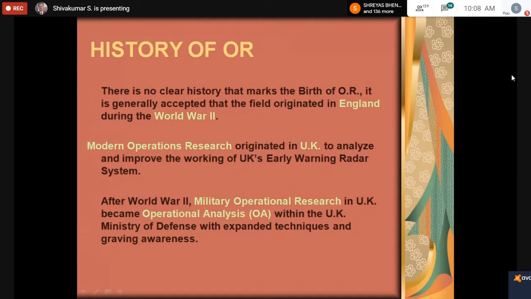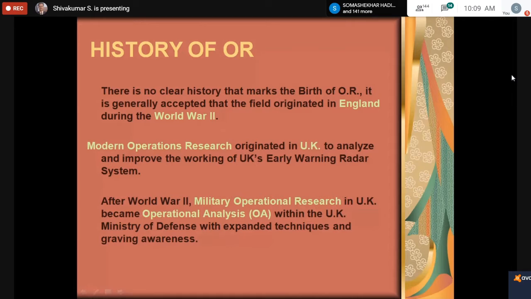History of OR. I told a little bit about it in the last class. The origin of OR started during the Second World War. There is no clear history that marks the birth of OR. It is generally accepted that the field originated in England during World War II. Modern OR originated in the UK to analyze and improve the working of the UK's early warning radar system. So they used it for defense basically. After World War II, military operation research in the UK became OA, that is operation analysis, within the UK Ministry of Defense with expanded techniques and growing awareness. So originally it started in the UK only.